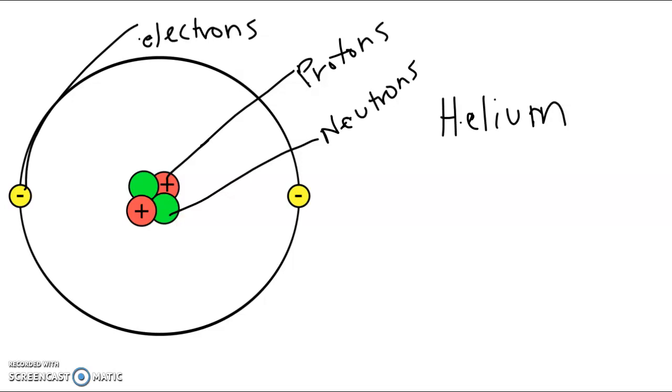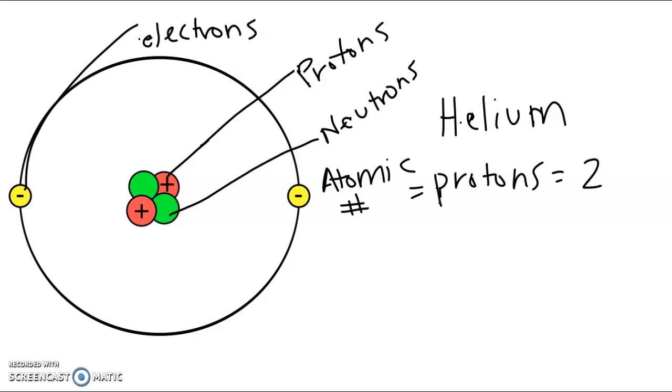Okay, so next, I'm going to determine my atomic number. My atomic number is equal to the number of protons that the atom has, and in this case, it's 2. I can also determine the atomic number from the Bohr model, but I could also determine it from the periodic table by looking at the number above the element symbol.